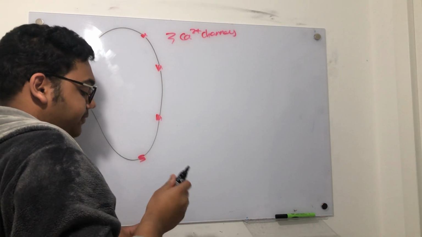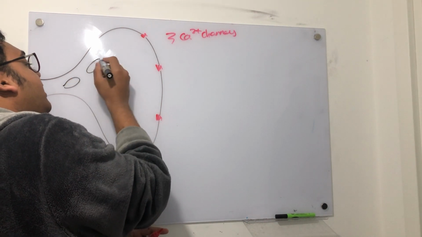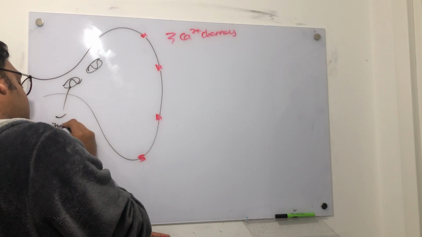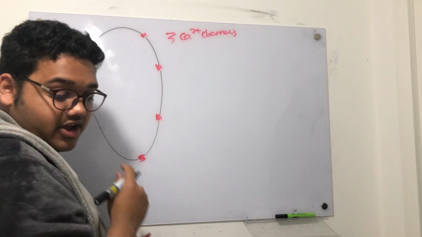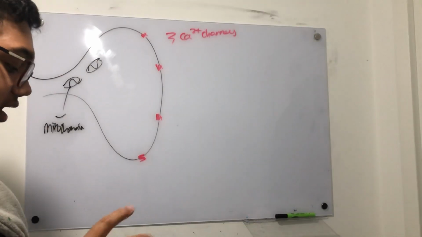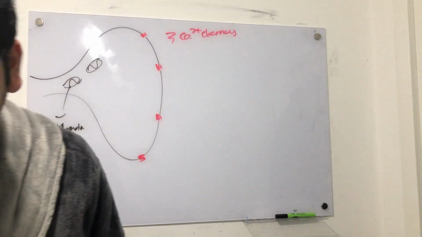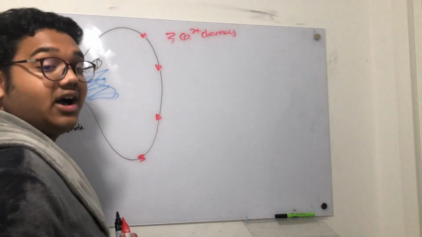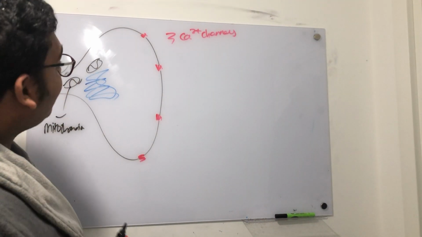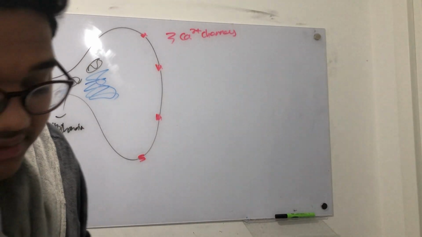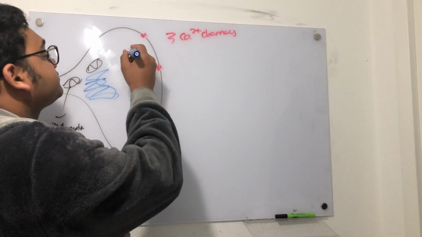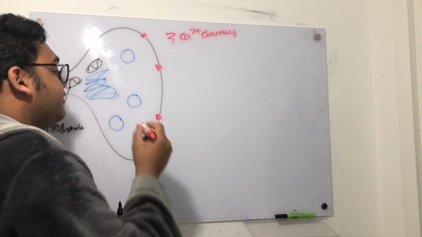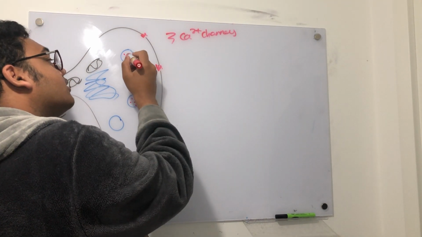I'm going to draw out some mitochondria here and there. Let's do a few ERs here and there. I know, ugly drawing. And finally I'm going to draw out a few vesicles, and they're going to have a neurotransmitter in them.